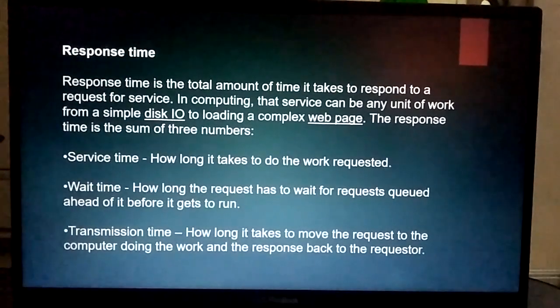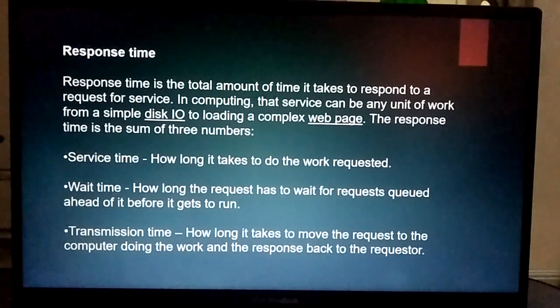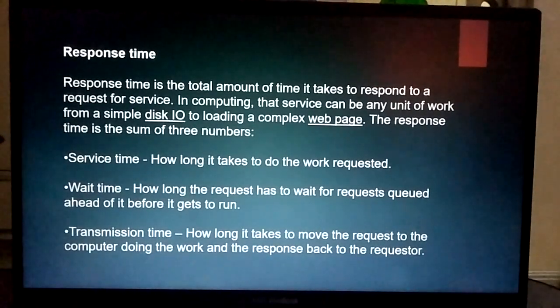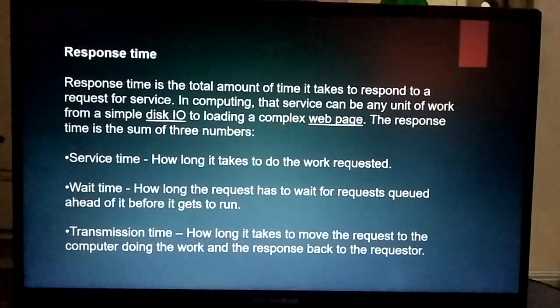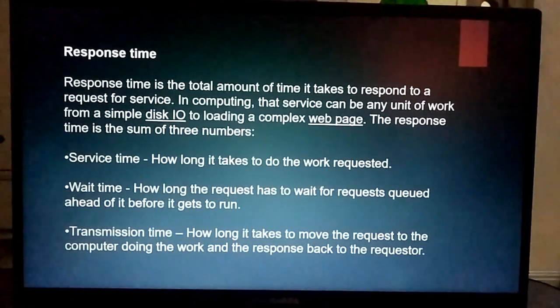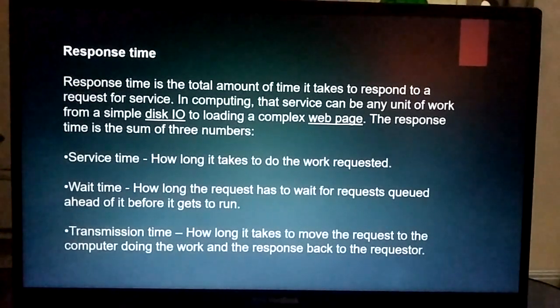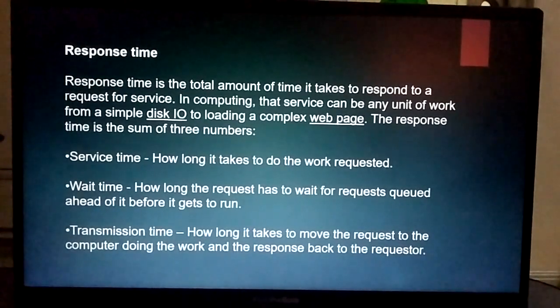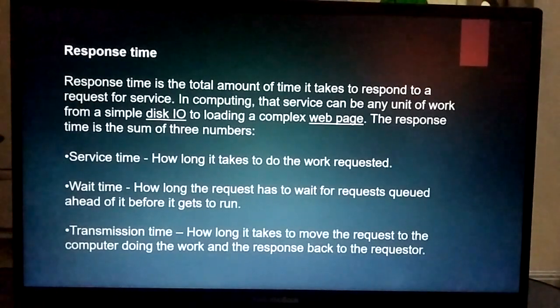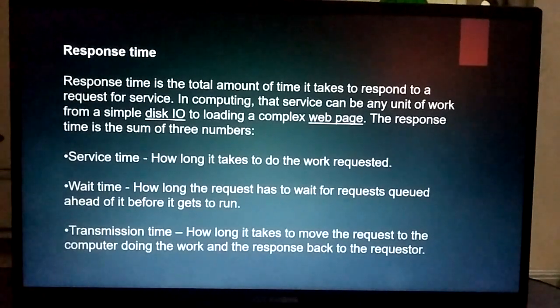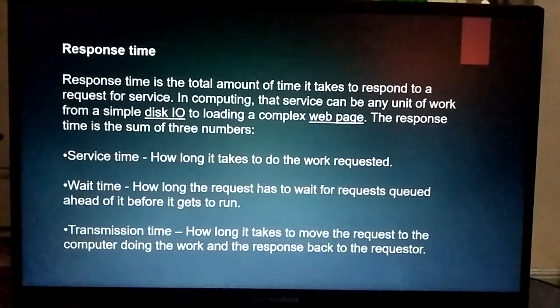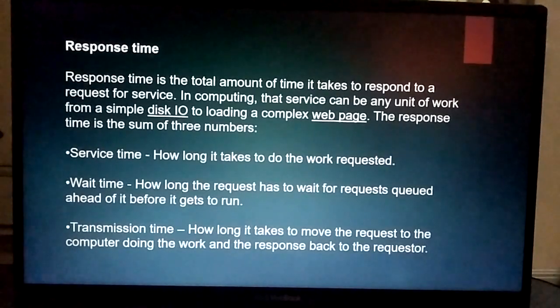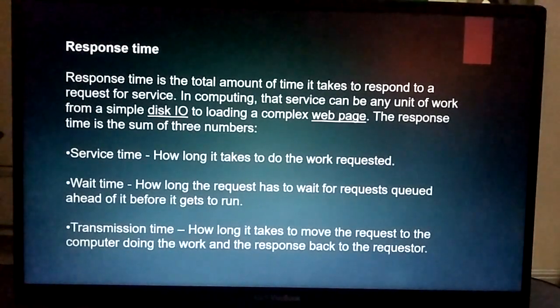Response time. Response time is the total amount of time it takes to respond to a request for service. In computing, that service can be any unit of work from a simple disk I/O to loading a complex web page. The response time is the sum of three numbers. Service time, how long it takes to do the work requested. Wait time, how long the request has to wait for requests queued ahead of it before it gets to run. Transmission time, how long it takes to move the request to the computer doing the work and the response back to the requestor.